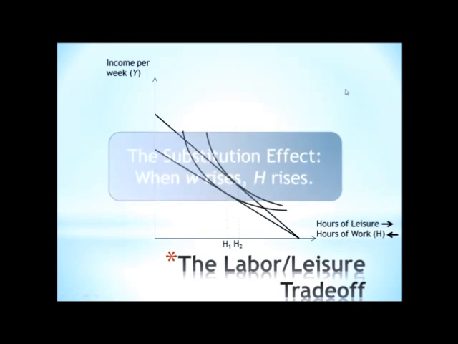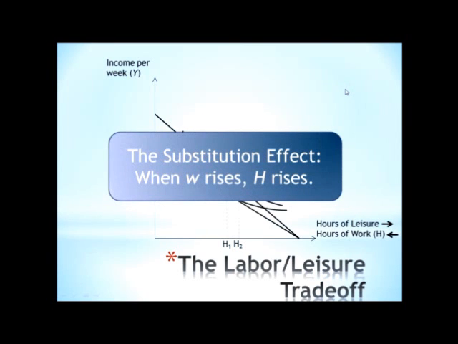So this is because there's another effect in addition to the income effect called the substitution effect, and that says that when the wage rises, you should work more. The idea here is that as your wage goes up, you give up more when you spend time in leisure, right? So if your wage is $8 an hour and you spend an hour watching TV, foregoing an hour of work, you've spent $8 to watch TV.